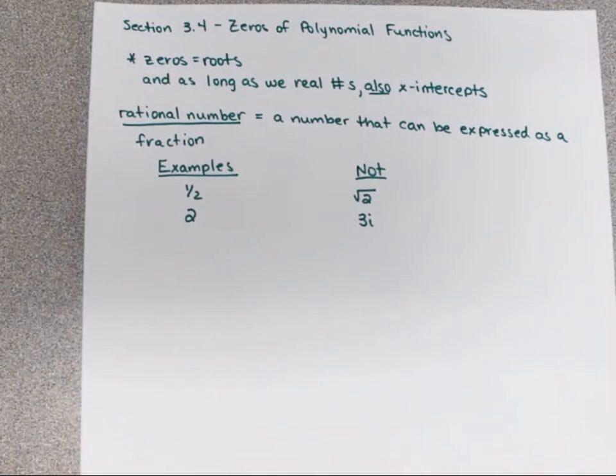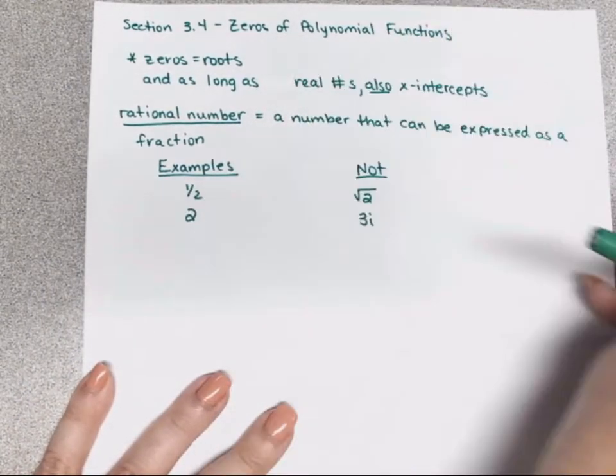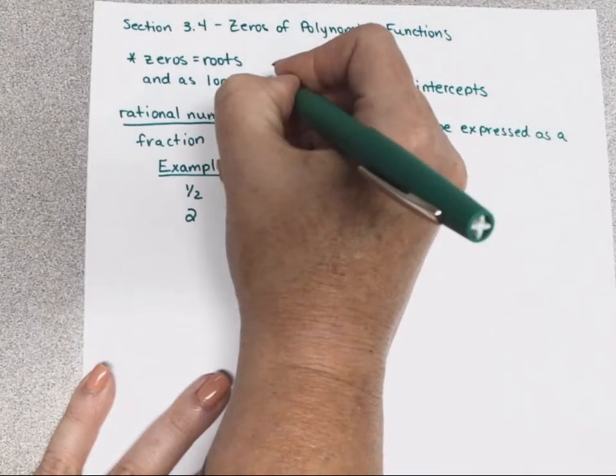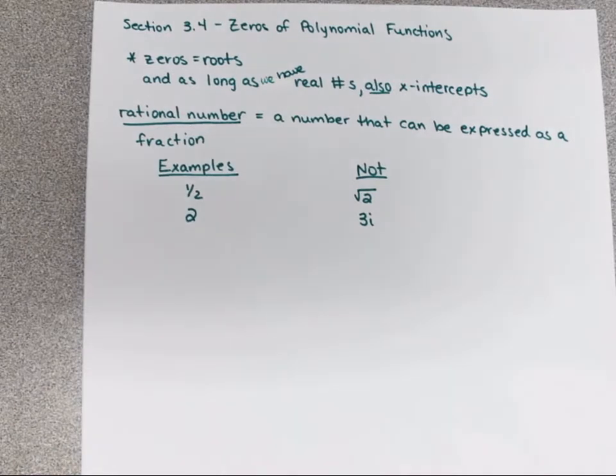Yes? Did you mean to write it as "and as long as we real numbers"? No. Probably not. I meant to say as long as we have real numbers. Okay. So thank you. So as long as we have real numbers, they're also x-intercepts. Yes, that makes more sense, right?